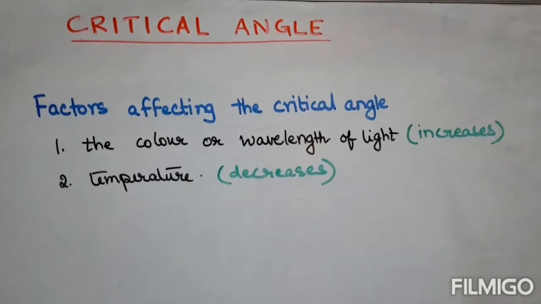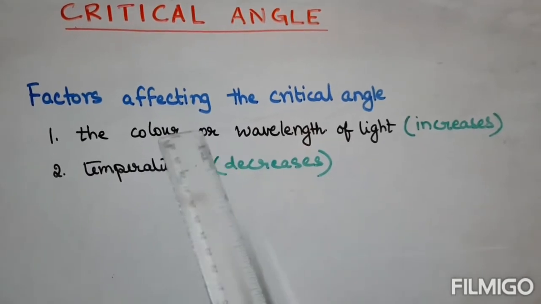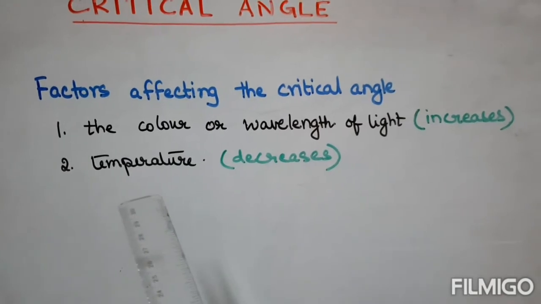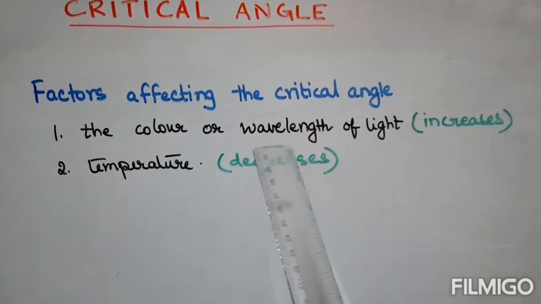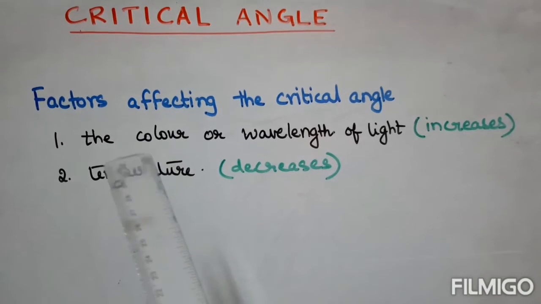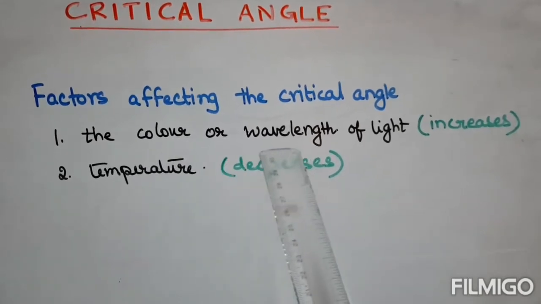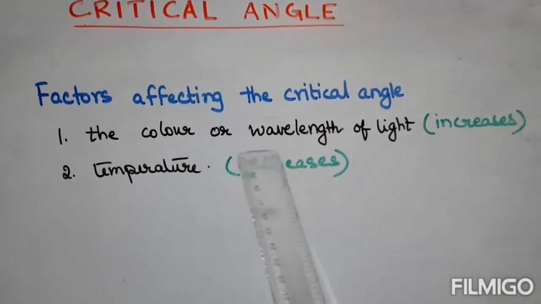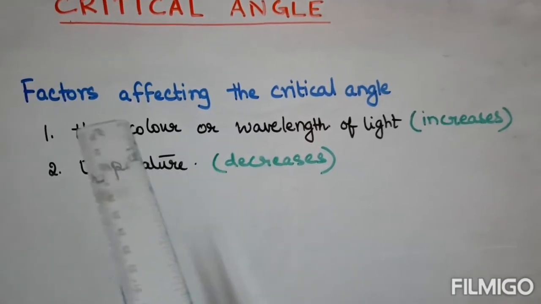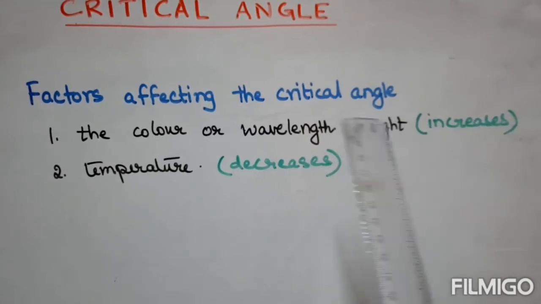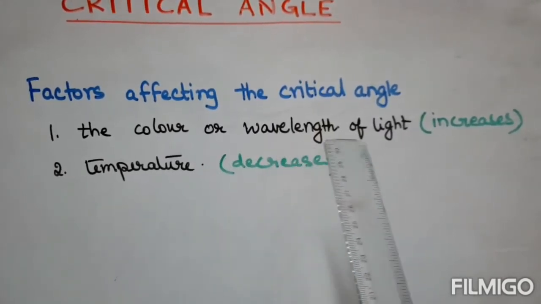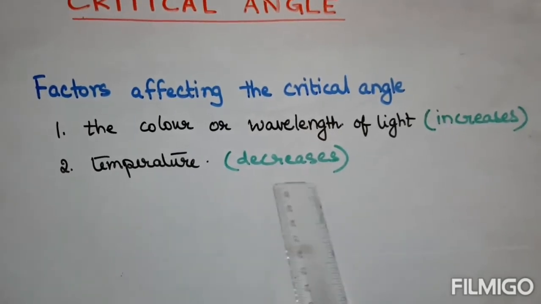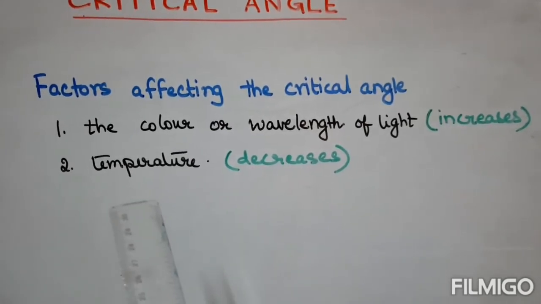Factors affecting the critical angle. There are two factors, the color or the wavelength of light and the temperature. We know violet among all the 7 colors has the minimum wavelength, whereas red has the maximum wavelength. Critical angle increases with the increase of wavelength of light and it decreases with the increase of temperature.